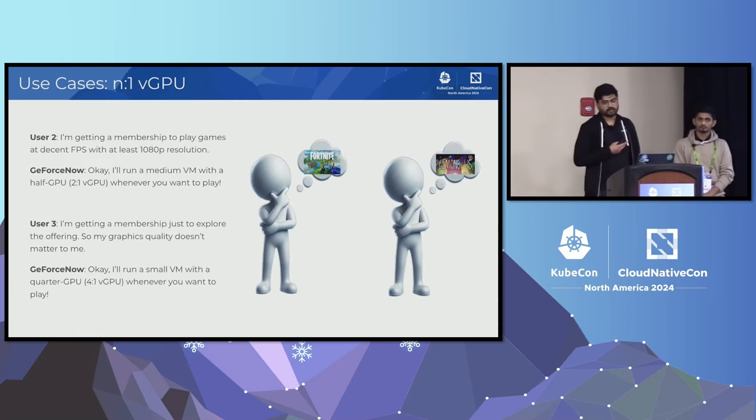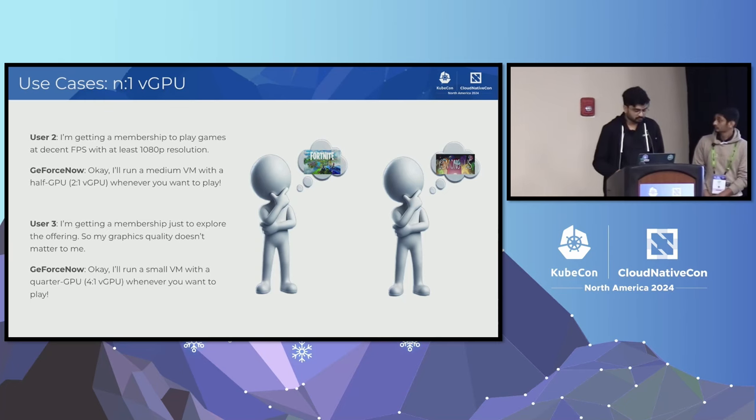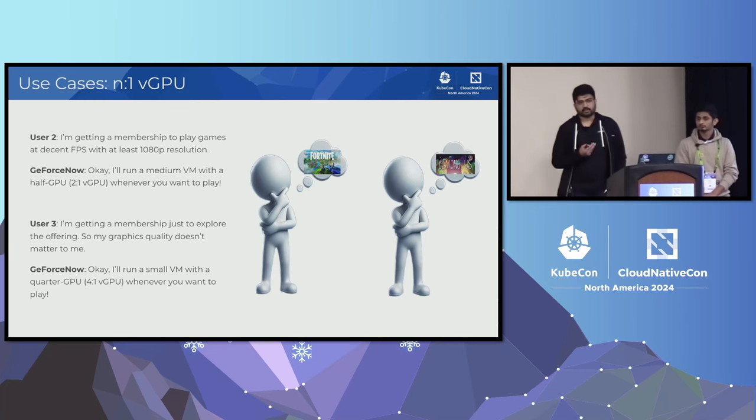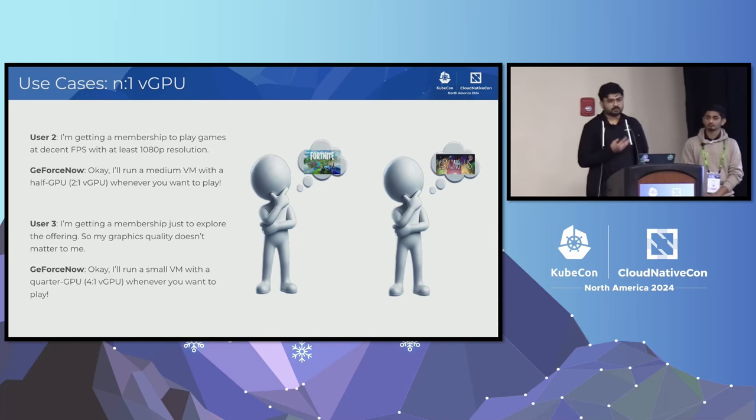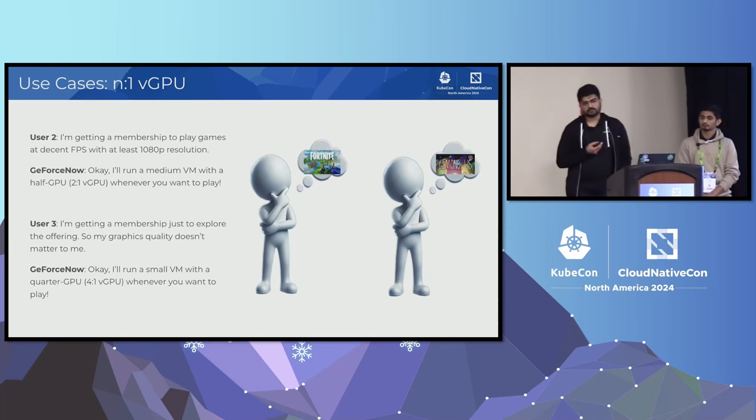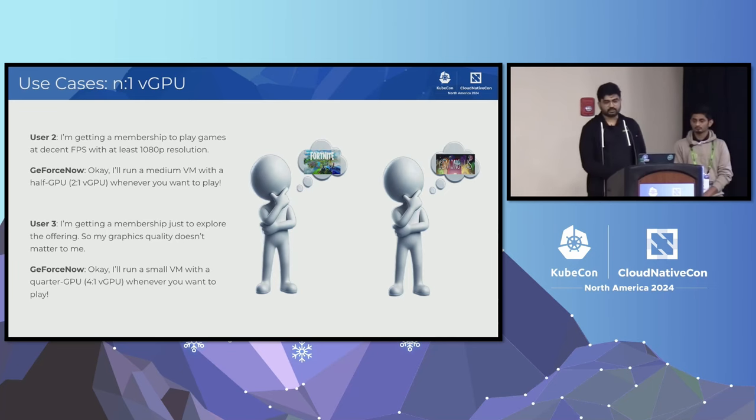Now, if you don't want that, and you just want, let's say, 60 FPS and about 1080p resolution, then we'd spin up a much smaller VM. We'll give it half a GPU, and then we'll stream it to you. And if you just want to try what GeForce Now is, then we'll run a really small VM and give it a quarter GPU, and you can play around and see what GeForce Now offers.